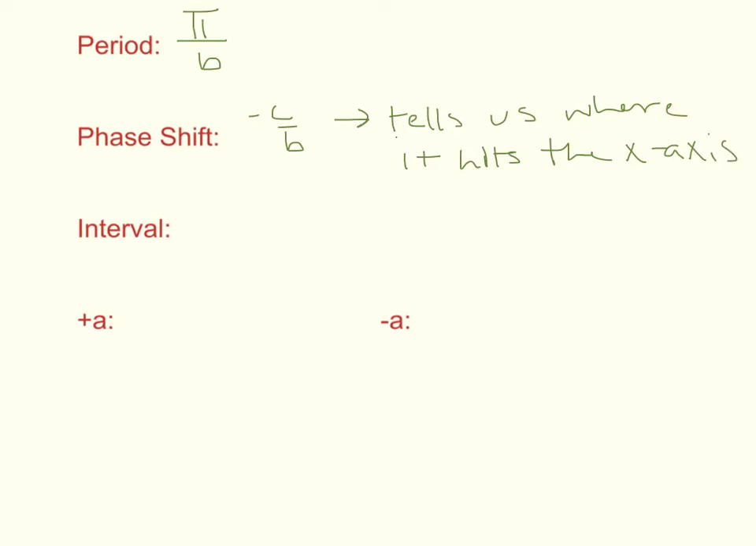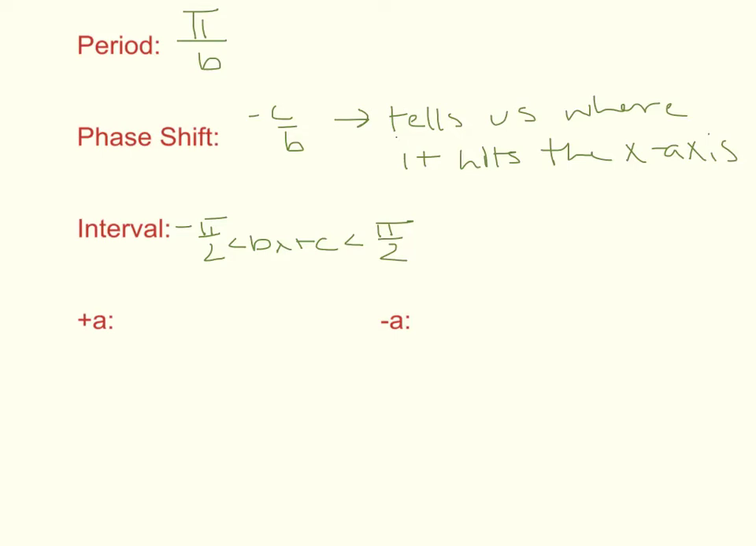And then the last thing is our interval. Our interval is going to be between negative pi over 2, then we have bx plus c, and then positive pi over 2. So these are the three main things that we're going to find in order to graph. So notice we do not need to find the amplitude, and we don't have to find 5 points. This is all the information we need.